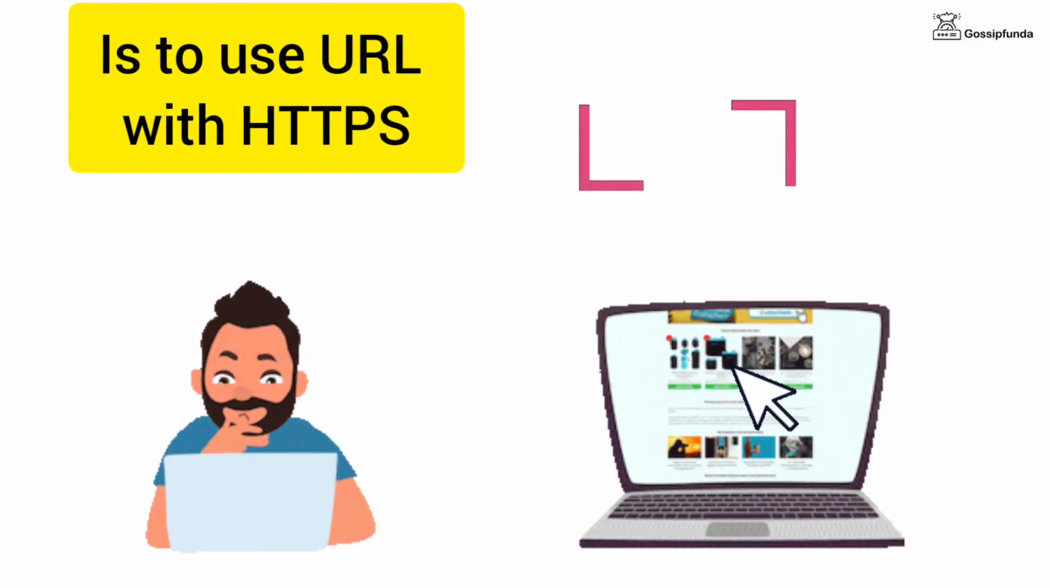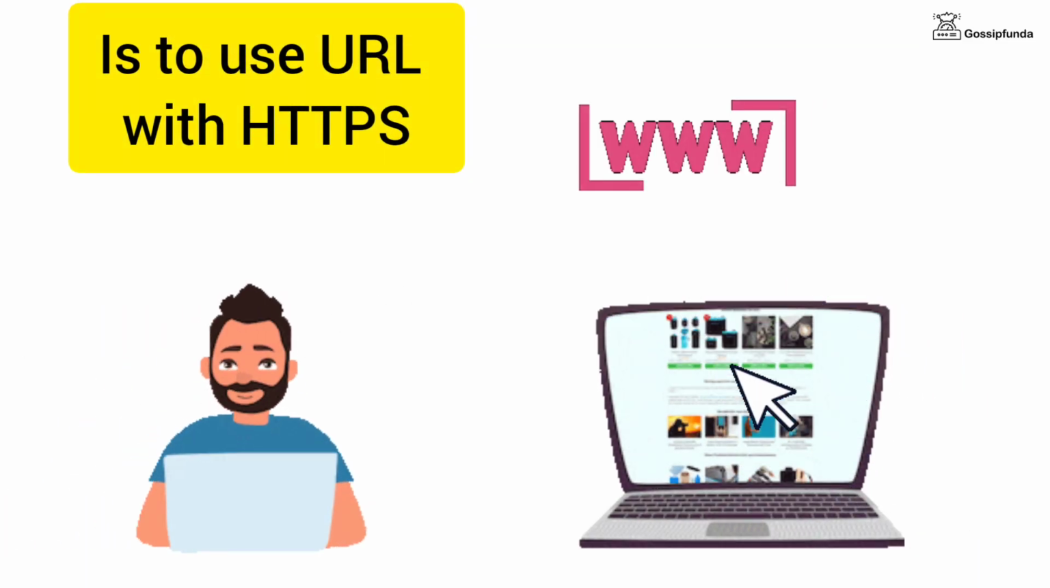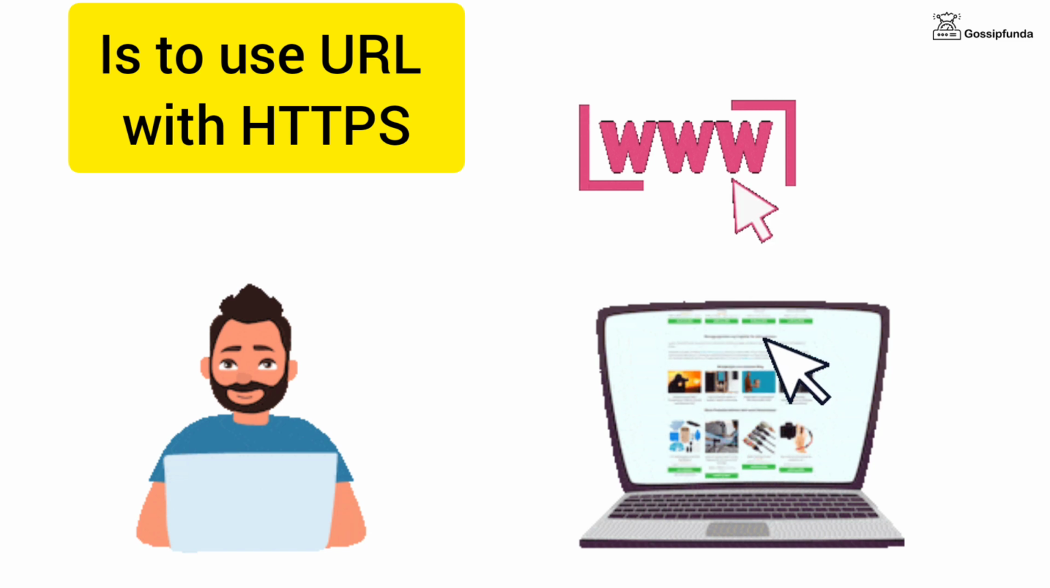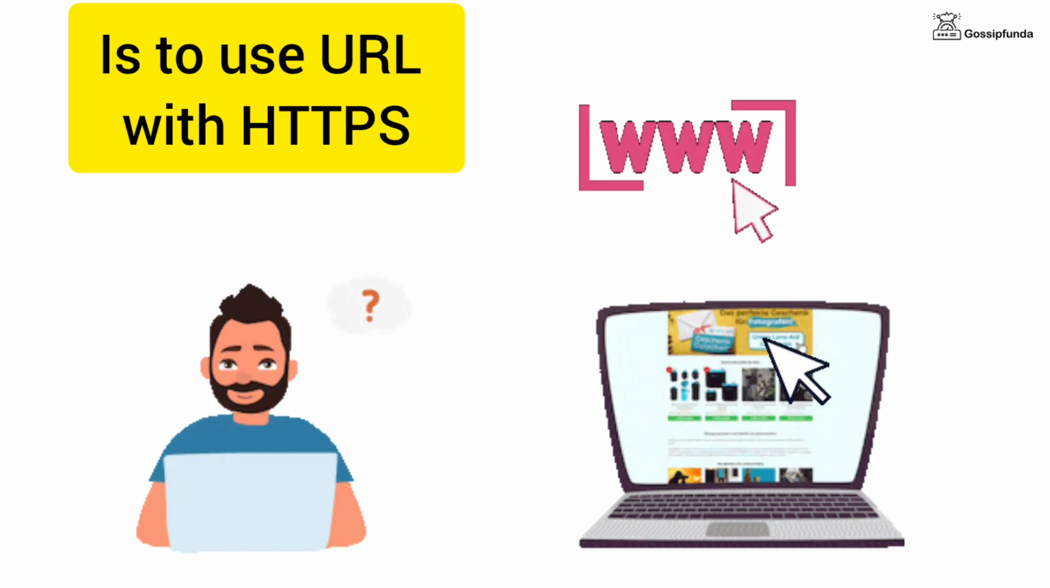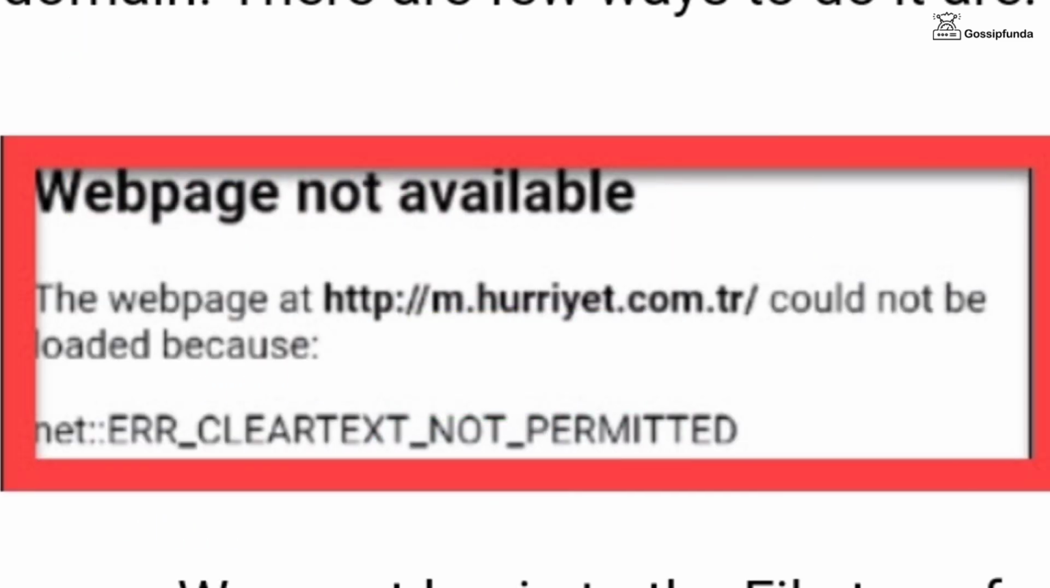How to fix net::ERR_CLEARTEXT_NOT_PERMITTED? The most convenient and easy way to fix this error is to use URLs with HTTPS. We should not use insecure URLs and use a website with an HTTPS URL. We should remove all insecure non-HTTPS URLs from our applications. There are a few ways to do it.